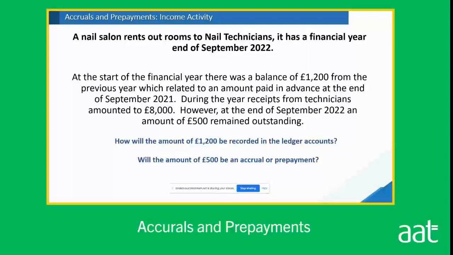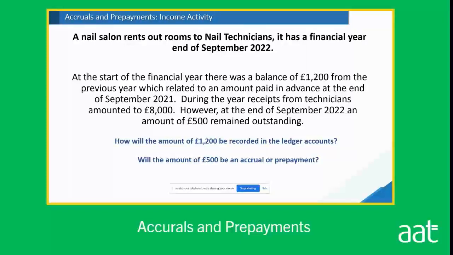Veronica has written 1,500 reversal of prepaid income and 500 accrued income. And Brogan has added 500 accrual. Okay, brilliant. Thank you very much.